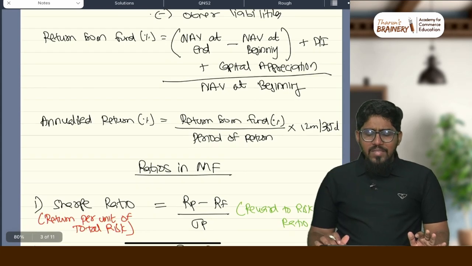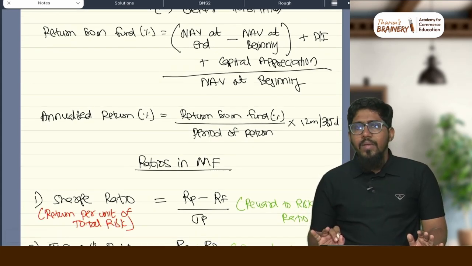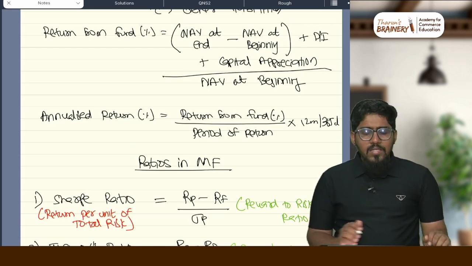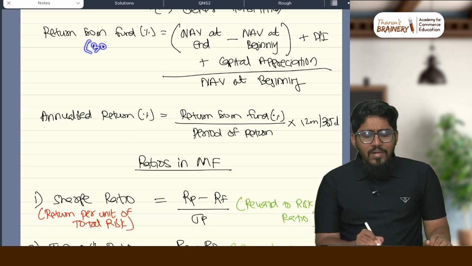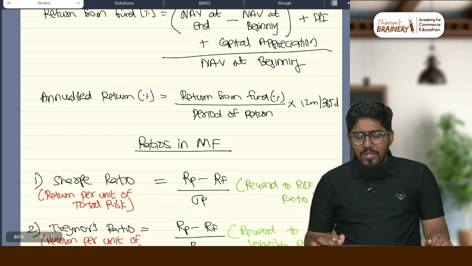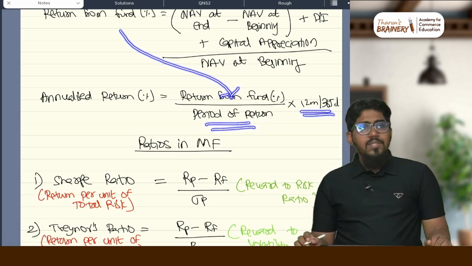Sir, what is the annualized return? See, this return from funds can be from any period, point A to point B. But if at all we want to compare, we have to compare with annualized return. Suppose the return of the fund is only for 30 days. Now what we have to do for annualized return is take the return from the fund divided by the period of the return, into 12 months or 365 days.